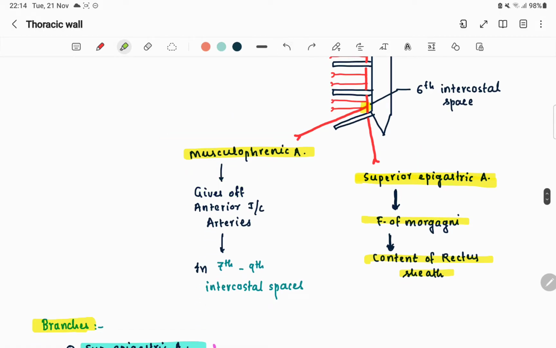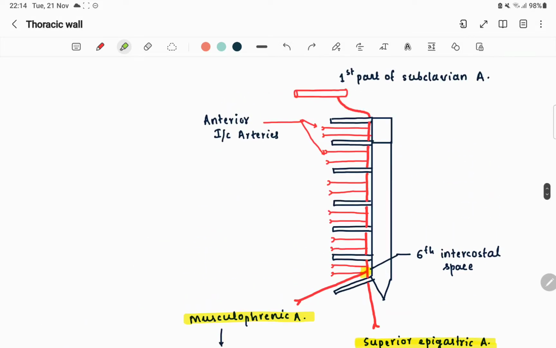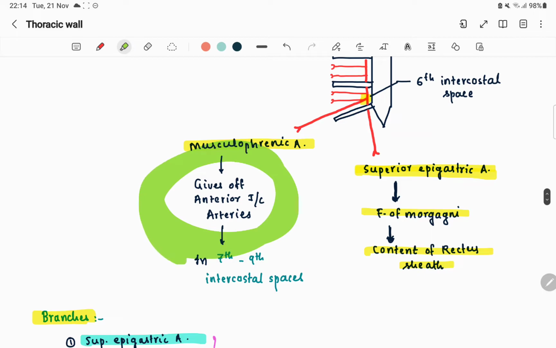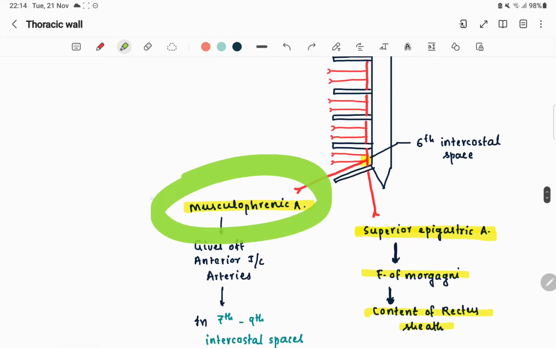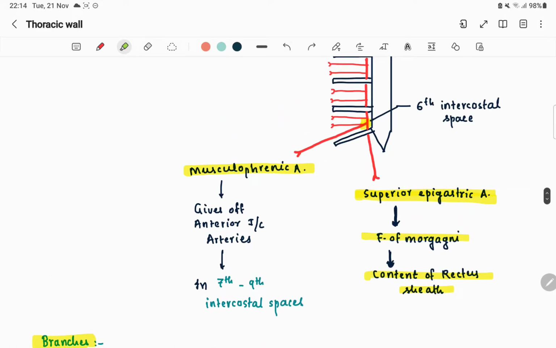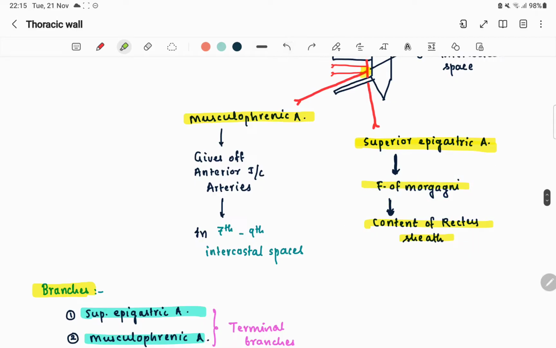This musculophrenic artery will give anterior intercostal arteries in the 7th to 9th intercostal spaces, and the anterior intercostal arteries directly from the internal thoracic are supplying up to the 1st to 6th intercostal spaces. This is the first, this 2, 3, 4, 5, 6, but from the 7th to 9th intercostal space, the anterior AICA branches are given by your musculophrenic artery, which is a terminal artery of the internal thoracic artery. Understood? After that, we have a superior epigastric artery, which goes via the foramen of Morgagni. Remember, we talked about it in diaphragm, the foramen of Morgagni, two foramens, and becomes the content of your rectus sheath.